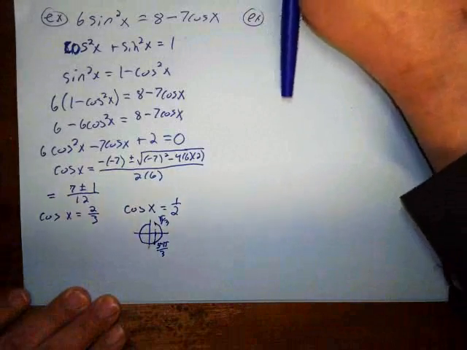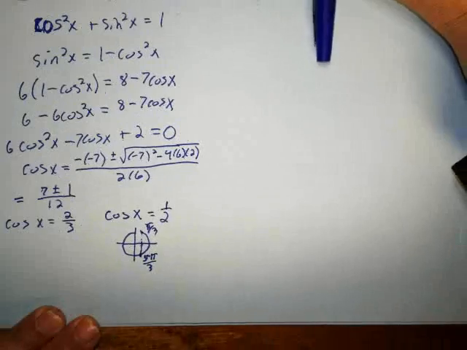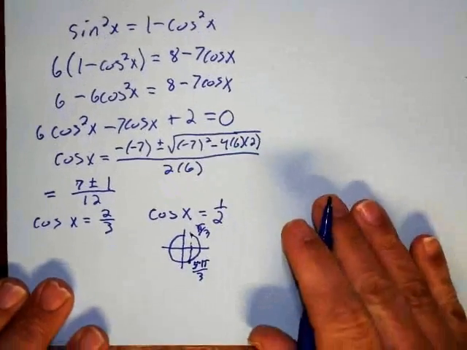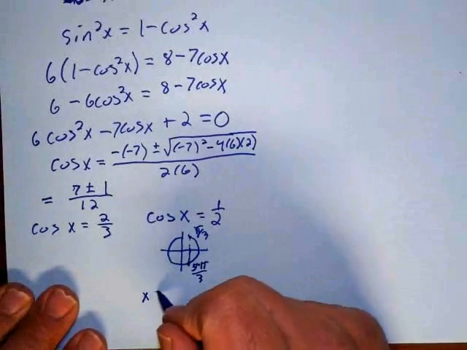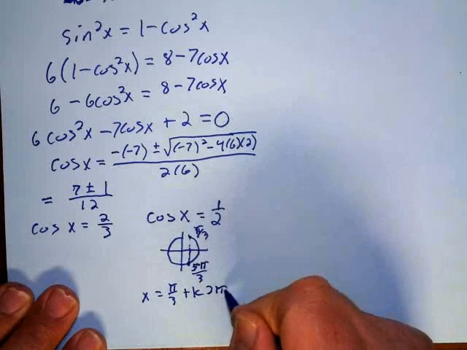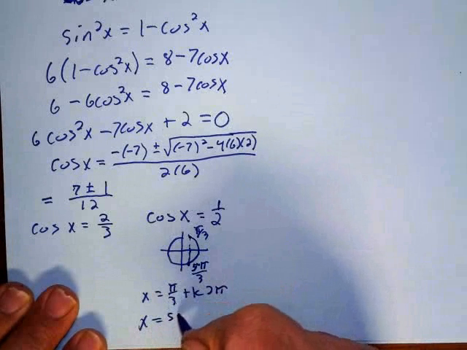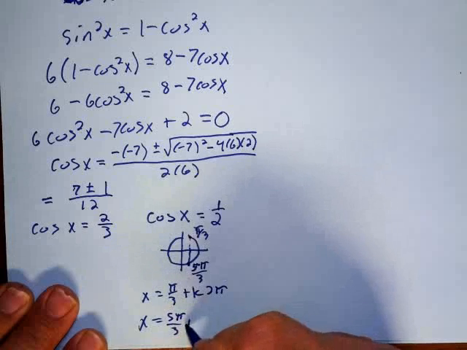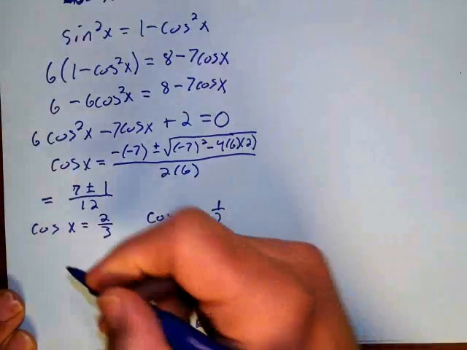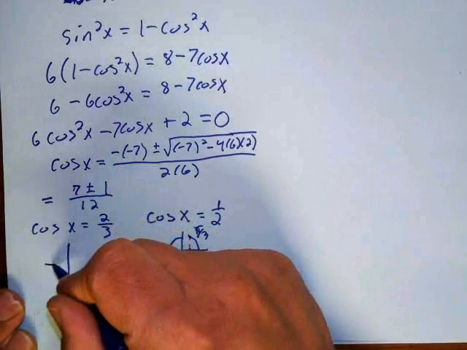And you know, that is so small. I am so sorry. I'm going to zoom in. Okay. And so this would give you pi over 3 plus k times 2 pi, and 5 pi over 3 plus k times 2 pi. This one is not a special point on the unit circle.